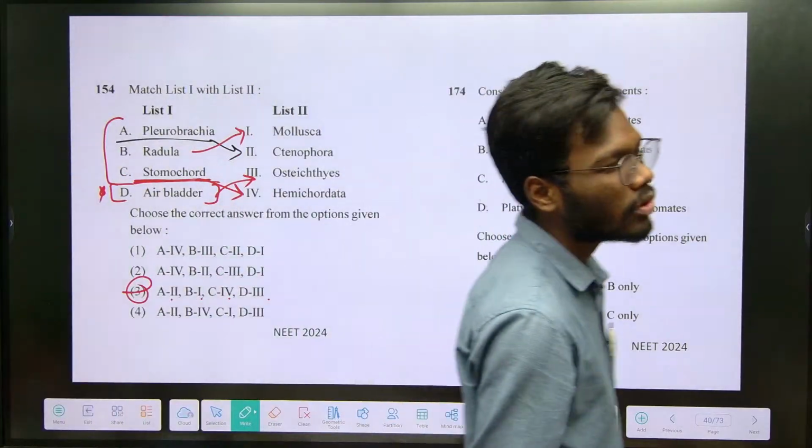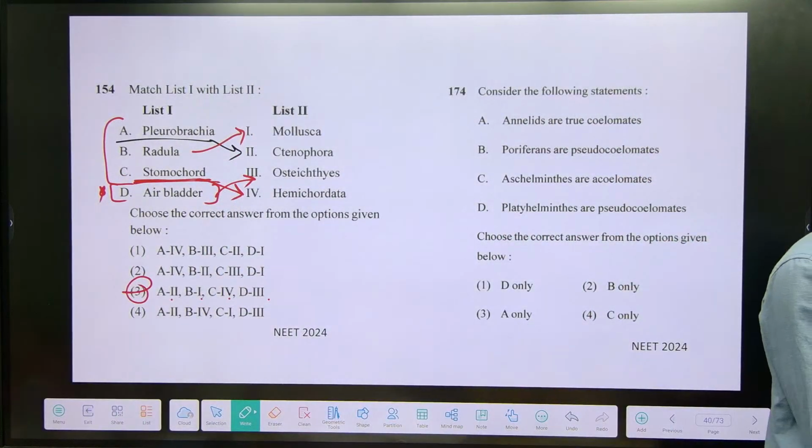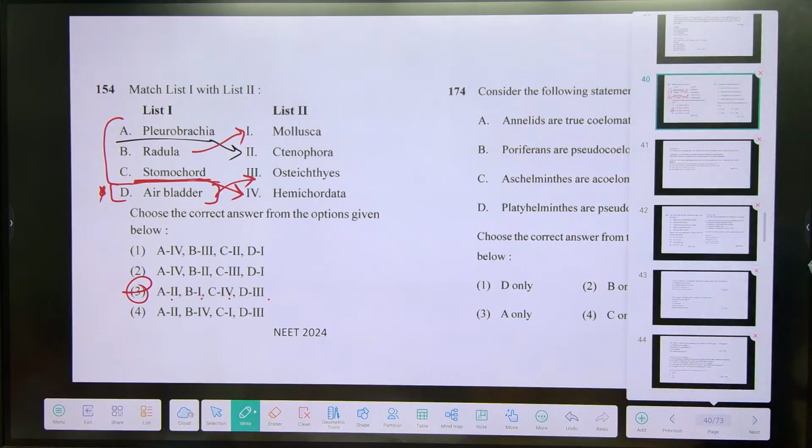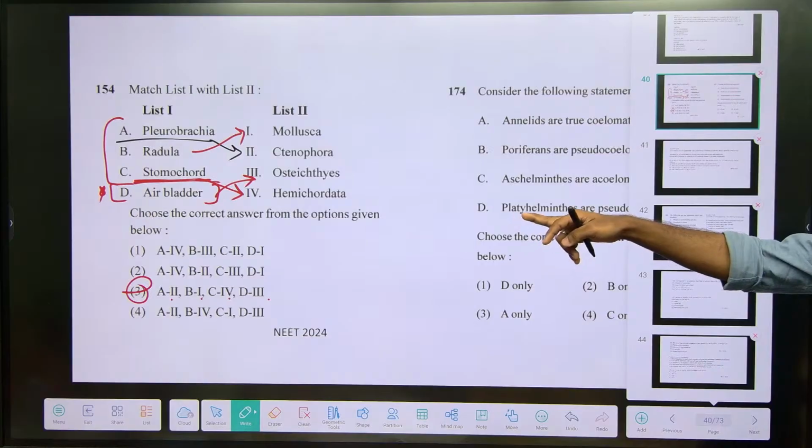Understand how they are asking questions, simple questions. They just give the characteristic feature of that phylum, and they will ask the phylum names. Next one. Any doubt? There is no doubt, right? This we already did.